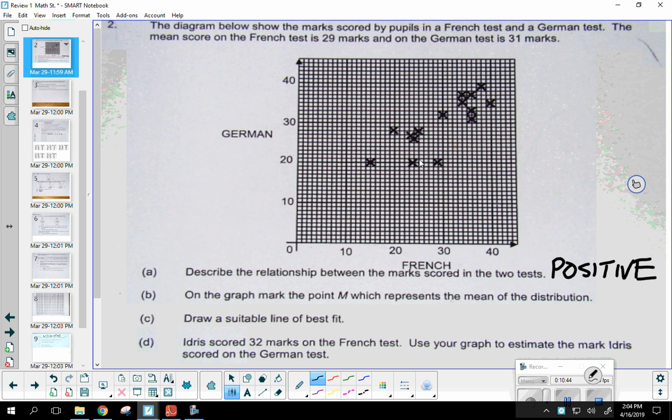Okay. On the graph, mark the point M, which represents the mean of the distribution. So what we're talking about is the grand mean. We don't have the data itself, but it does give me everything I need. The French is the horizontal, that's the one that's going to go first, 29. And then the mean for the German test is 31. So let's see here, 29, 31. I think that'd be right there. Would you guys agree? That would be the grand mean for the data. The average of all the French exams, the average of all the German exams.